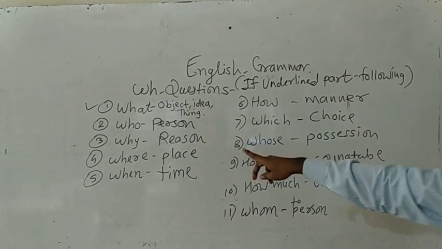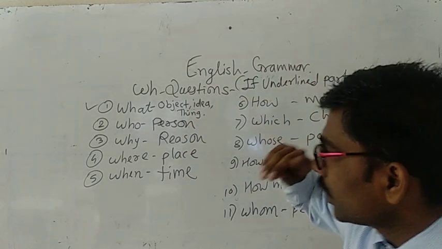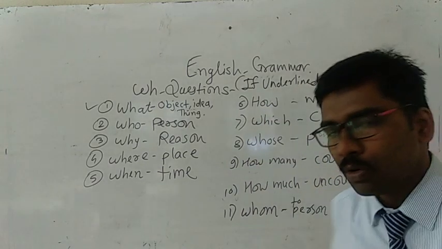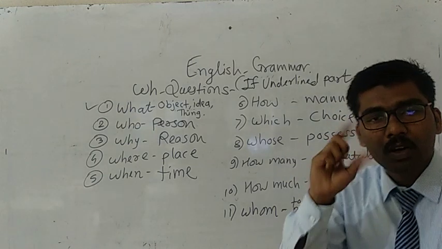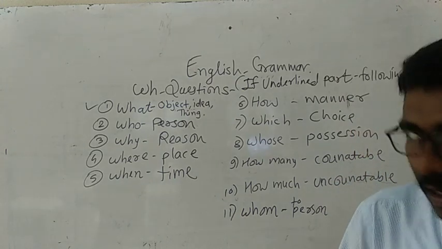If the underlined part is a person, you should start your WH question with who. If the underlined part is a time, the WH word will be when. If the underlined part is a place, the WH word will be where. If the underlined part is a manner, the WH word will be how. And choice, which. Possession means ownership. So write down these things. Write down fast.